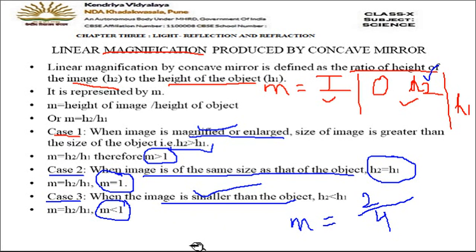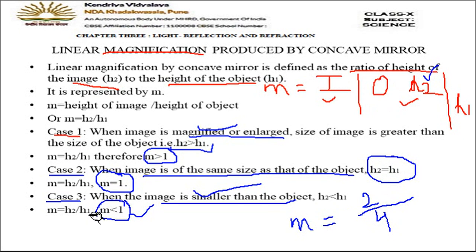So you have seen three cases here. When the image is enlarged, the value of M is always greater than 1. If the height of the image and the height of the object are the same, then the value of M will be 1. If the size of the image is smaller than the size of the object, the value of M is less than 1. Hope you all have understood the concept. No need to get confused in it. Magnification is simply the ratio of height of image upon height of object.